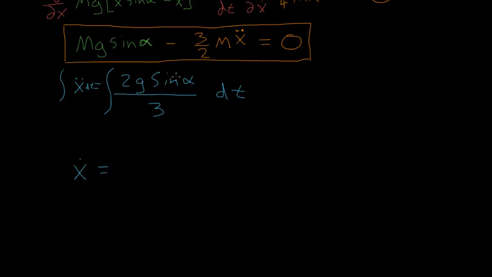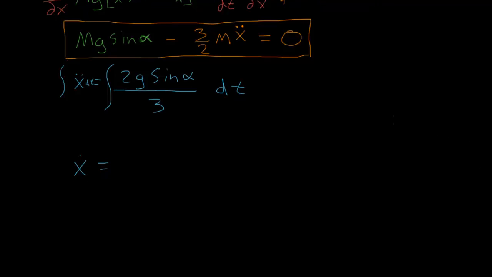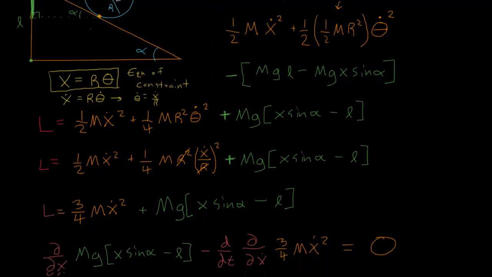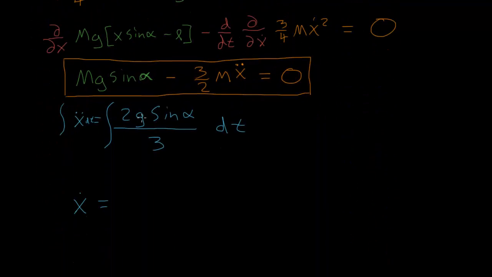And for the other side of the equation, none of this stuff depends on time. Gravity's not changing with time. The angle alpha is the angle of this inclined plane. It's not changing with time. It's just sitting still. So all of this is just a constant, and we can bring it outside of the integral. And then the integral of dt is just t. So we'll have 2g sine alpha divided by 3 times t to the first power.